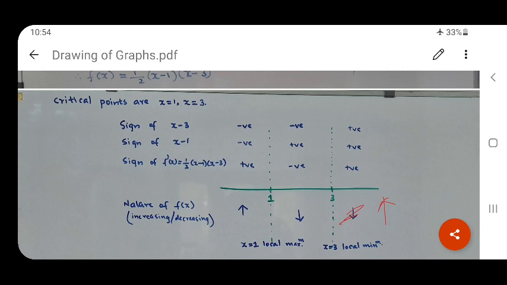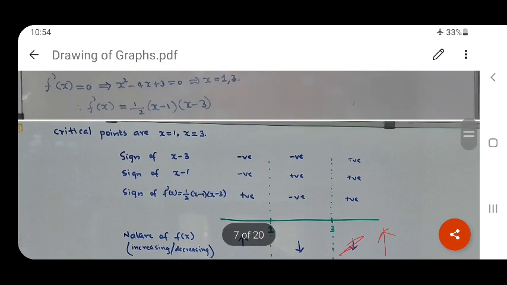Then there are two ways of identifying the increasing decreasing nature. That is, either we substitute a point from minus infinity to 1, again 1 to 3 and 3 to infinity in f dash of x, and determine the sign. For example, 0, f dash of 0, it is between minus infinity and 1. F dash of 0 is positive, therefore f increases in minus infinity to 1.